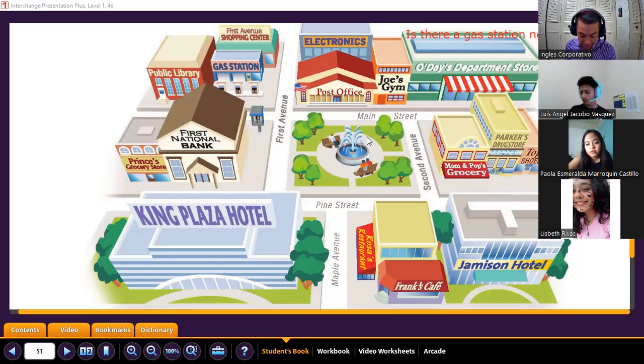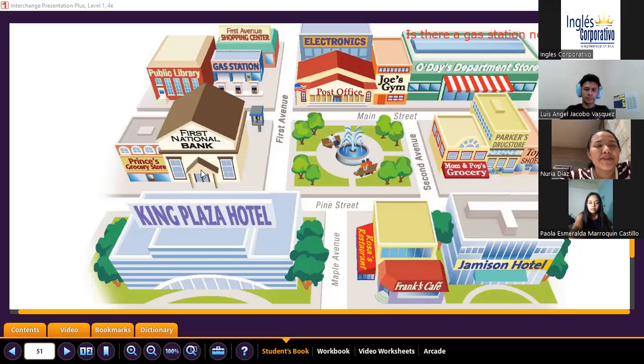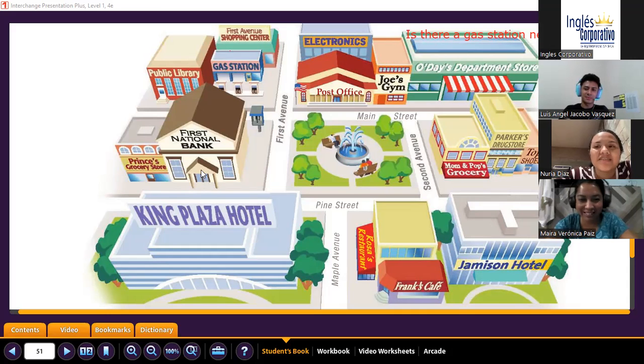Vámonos al último. Nuria, please. Pregúntemele a alguien por ahí, Nuria. Verónica. Is there a Hamilton Hotel? A hotel. Is there a hotel near here? Good. ¿Quién me dijo que era la víctima, Nuria? Verónica, yes.